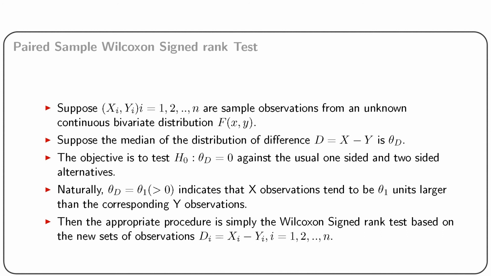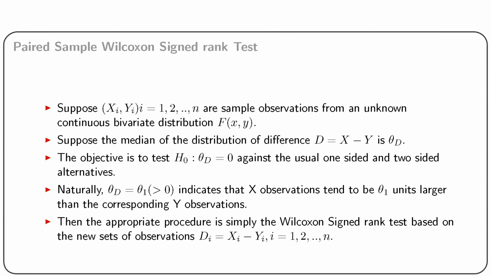We have already indicated situations where we get paired data in the context of the sign test. Suppose (x_i, y_i), i from 1 to n, are n pairs of observations from an unknown continuous bivariate distribution F_XY. Then the null hypothesis is that the joint distribution of (X, Y) is the same as the joint distribution of (Y, X), that is, the variables are exchangeable. Suppose the median of the distribution of the difference X minus Y is indicated by theta_D. Then under the null hypothesis, theta_D equals 0.